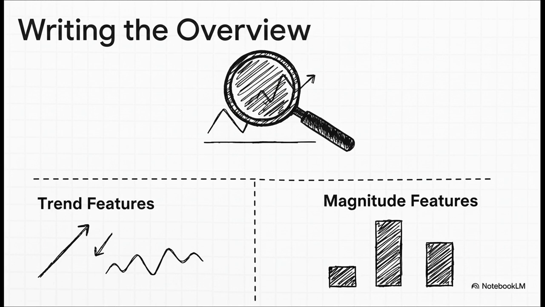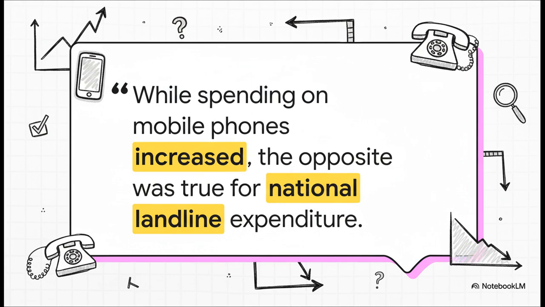And second, look at the magnitude. That's just a fancy way of asking, is there one line that's clearly the highest for most of the time, or one that's consistently the lowest? You just need to find 1 or 2 of these key features to create a fantastic overview. And here's a brilliant example of a perfect overview sentence. It identifies 2 opposite trends, one line going up, the other going down. Using a word like while is a fantastic way to combine these key features into a single complex sentence that's going to impress the examiner.